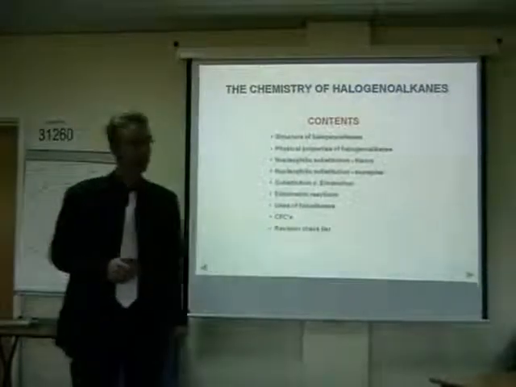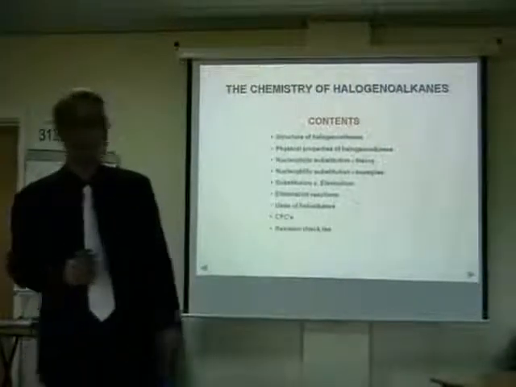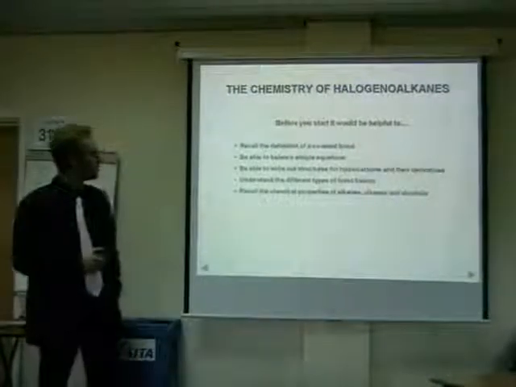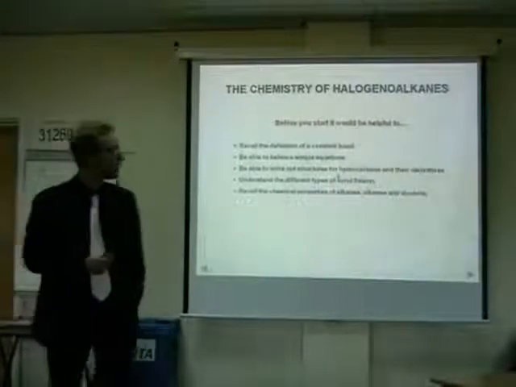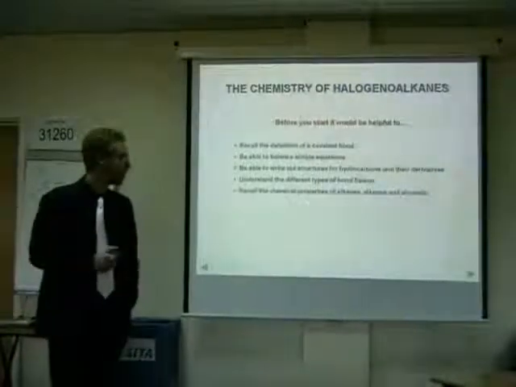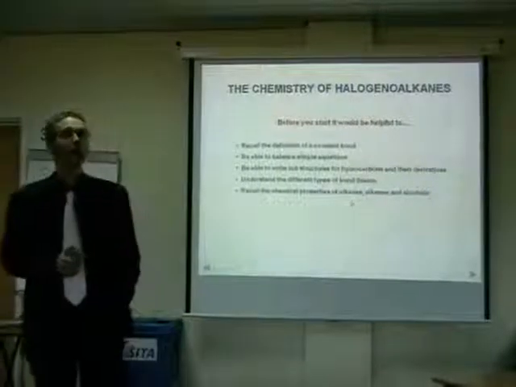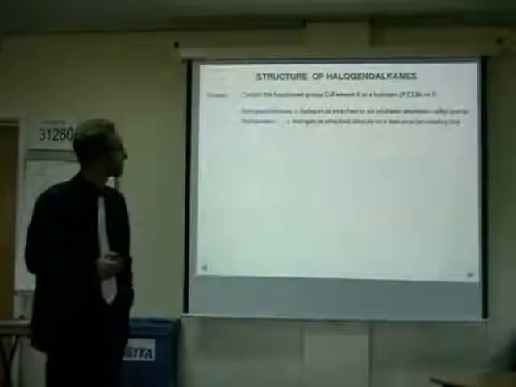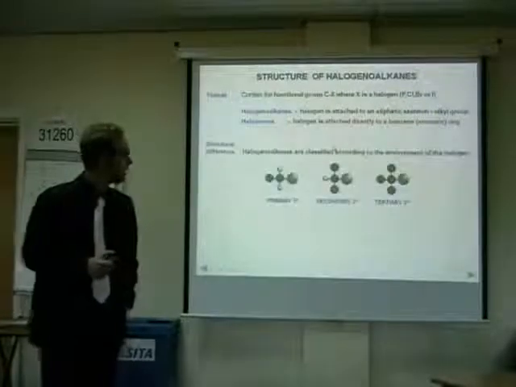Right. What we're going to look at now, we've got about 15 minutes, is the chemistry of the haloalkanes. You all know covalent bonds, we've talked about that. You can all balance equations. You can also all write out structures for hydrocarbons. We've talked about the different types of bond fission and chemical properties of alkanes, alkenes and alcohols. We'll cover those this morning. Right. We're going to be looking at halogenoalkanes.